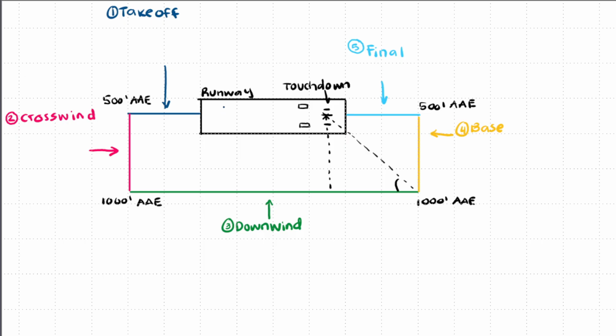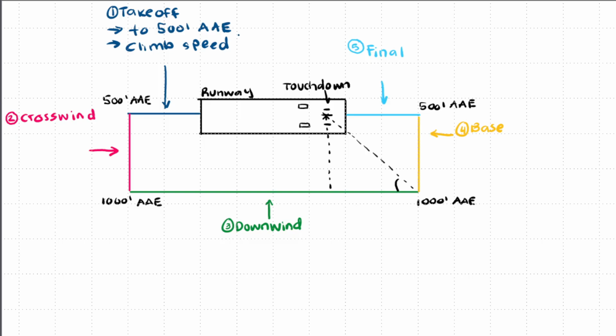So let's start with our takeoff leg, okay? Our takeoff leg is going to be the leg right after we've lifted off the runway. The point of this leg is basically to take us to 500 feet above aerodrome elevation before we turn onto our next leg. In the takeoff leg, you establish a climb speed, okay? And this climb speed can vary, again, based on what your goals are.